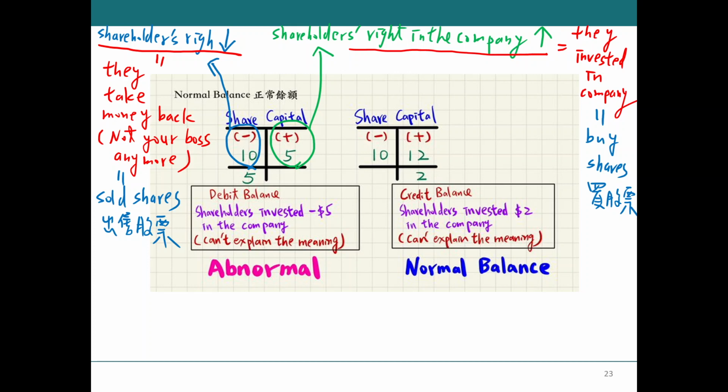So based on case 1 and case 2, I find out the final number on the debit side and the final number on the credit side. Which one is correct, normal? Christine, could you tell me? Case 1, case 2, which one is normal, is correct? We can explain the meaning.